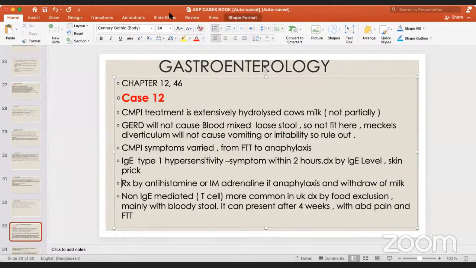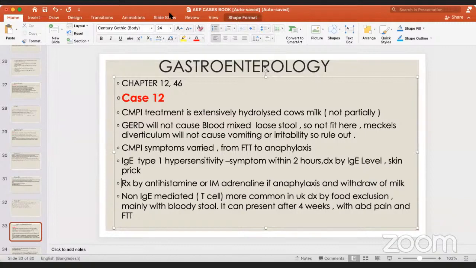Now number 3. This number 3 point is very important. Suppose you don't have any cardiac component, you don't have any respiratory component, but you have 2 other components, like you have rash and you have vomiting or diarrhea. That means 2 systems involved. This patient can go into anaphylaxis anytime. So in these 2 types of patient, you will give IM adrenaline.